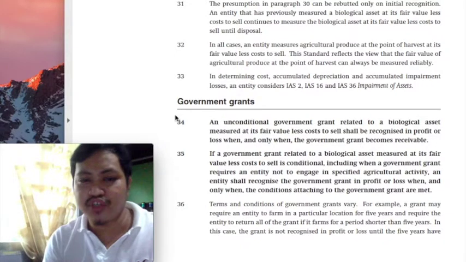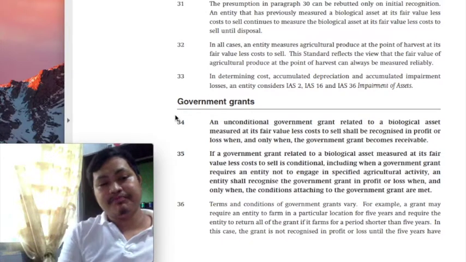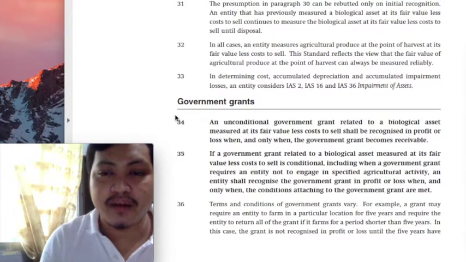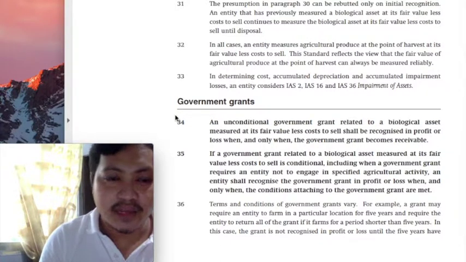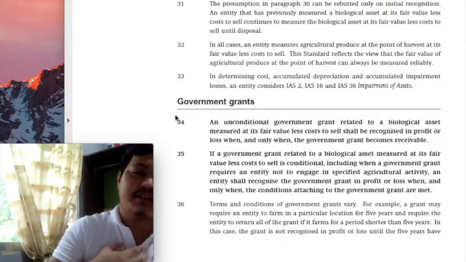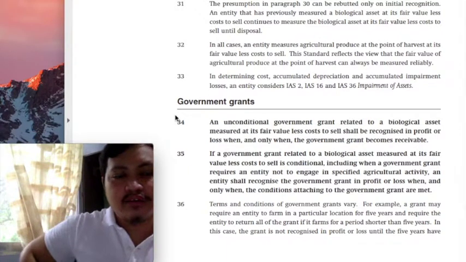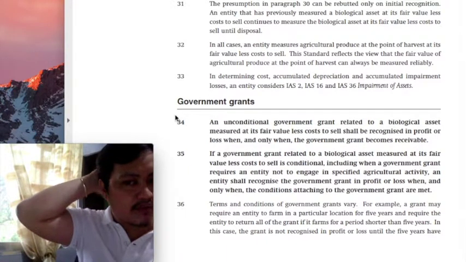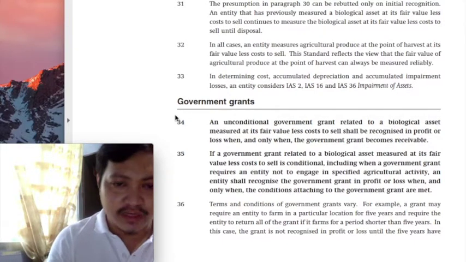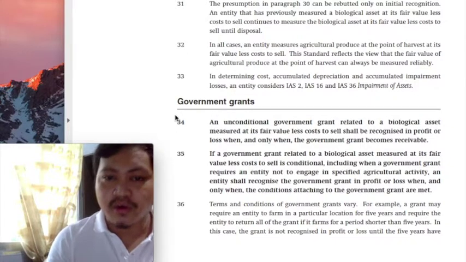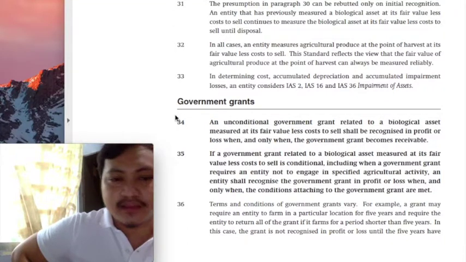If it's an unconditional government grant, then the moment that the grant is receivable, the income, class, and the related assets should be recognized. Even if you have not yet received it, class, you are already allowed to recognize the asset and the corresponding gain or income by the time the grant becomes receivable, class. But if the grant is conditional, you are only allowed to recognize the asset and the related income when the conditions attaching to the government grant are already met.